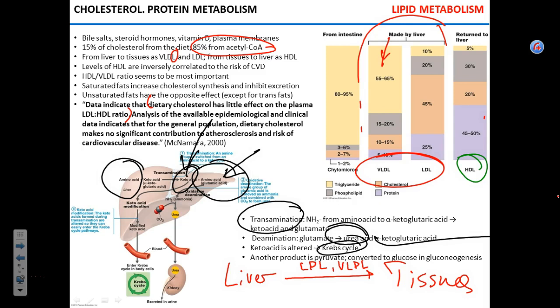HDL. You want HDL to be high. You want to have a lot of high-density lipoproteins because it means that tissues are very effectively utilizing fat. One, okay, that's number one.